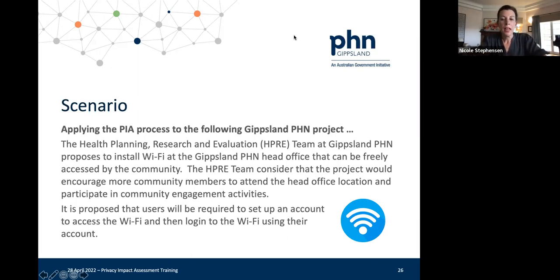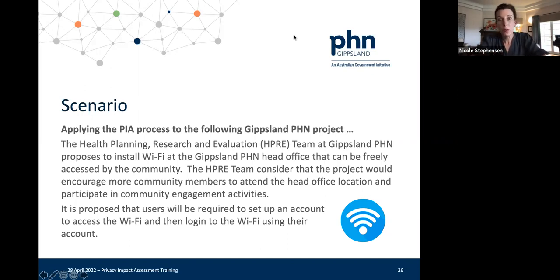And the HPRE team consider that the project would encourage more community members to attend the head office location and participate in community engagement activities. And we certainly know from our discussions with Liz that this is an important objective of the PHN, is to ensure that your community comes with you, comes on the journey with you. This is a particularly relevant space when we talk about the healthcare settings.